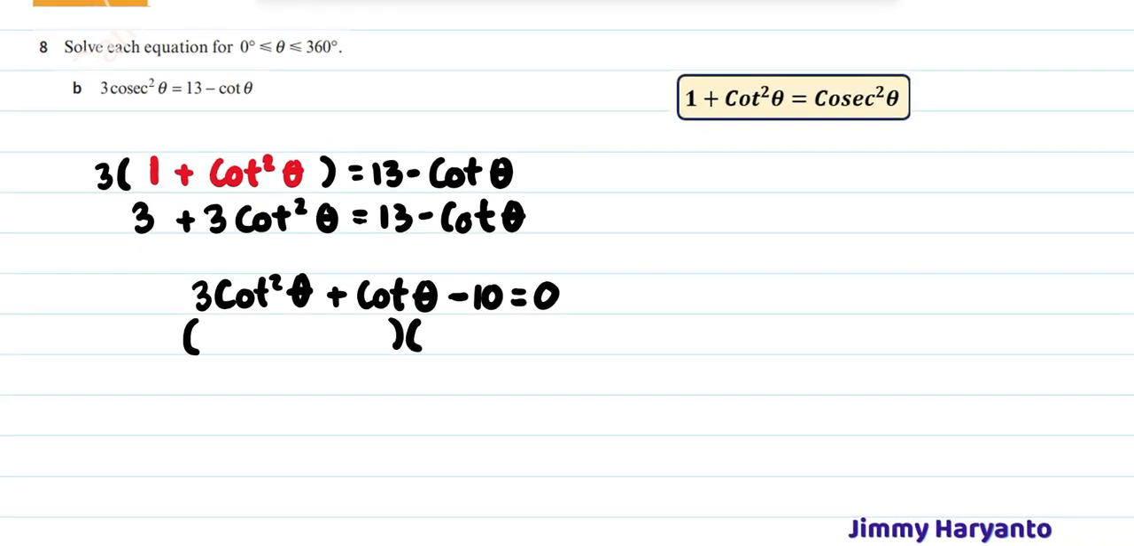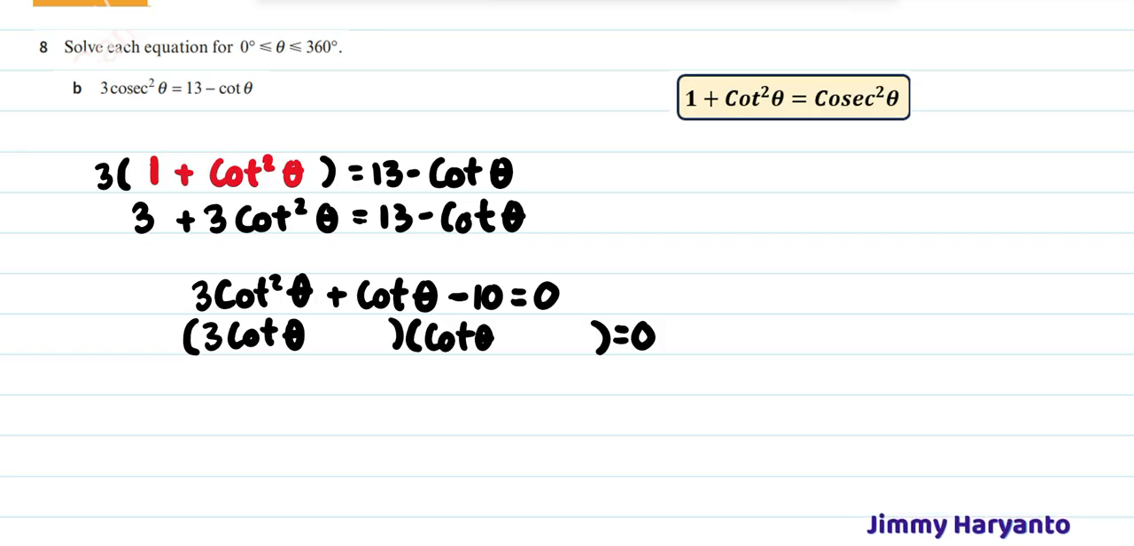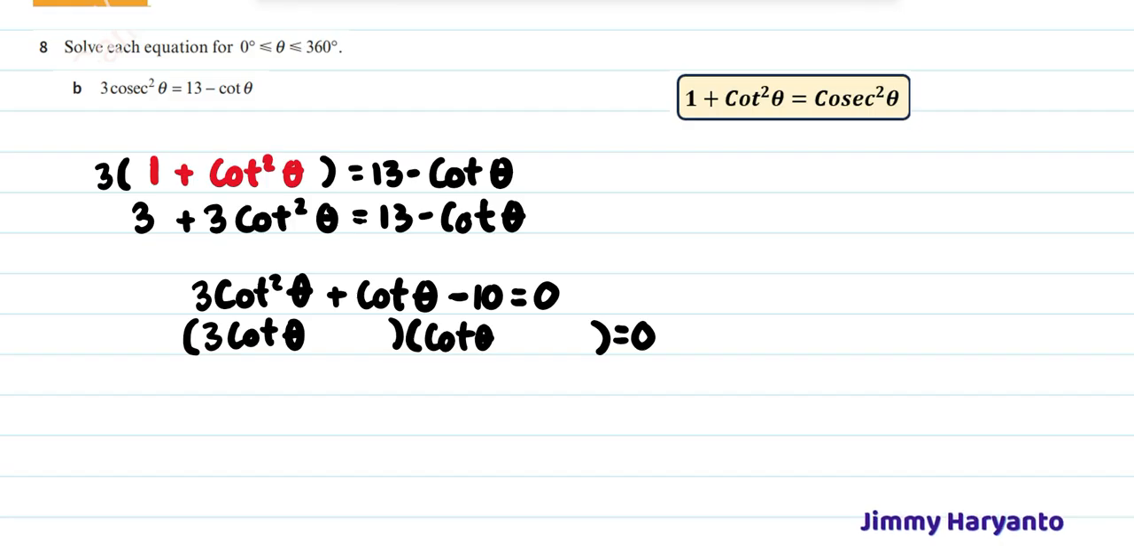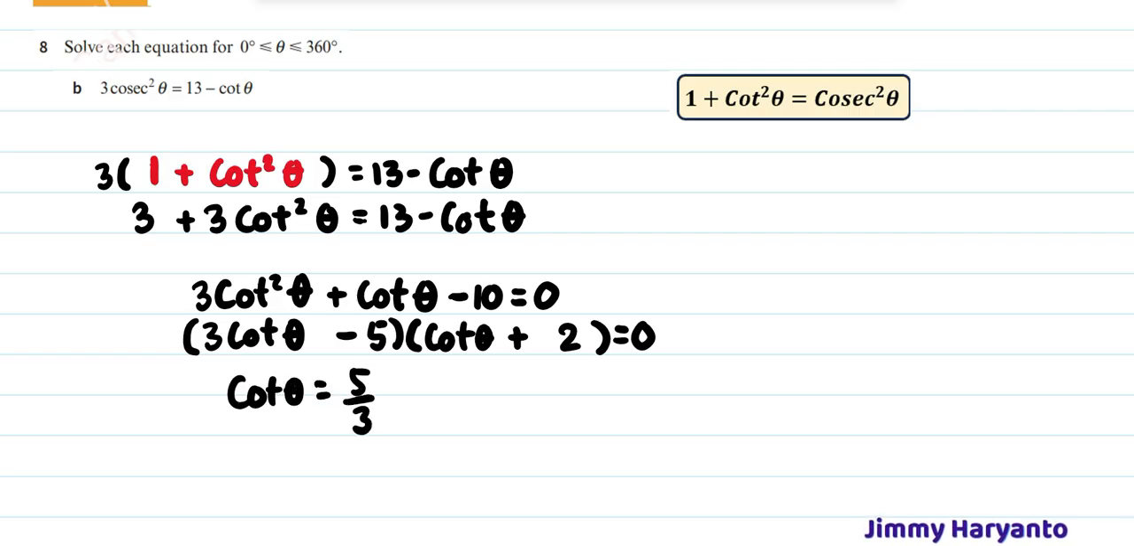And then after this I will factorize this, so it will become 3 cotangent theta and cotangent theta. This one is... wait, I don't think we can do this, guys, so we have to use the formula 5 and 2. Oh, we can actually. So this one is 5, this one is 2, this one is plus, this one is minus. Okay, so the cotangent theta equals to 5 over 3 and cotangent theta equals to negative 2.